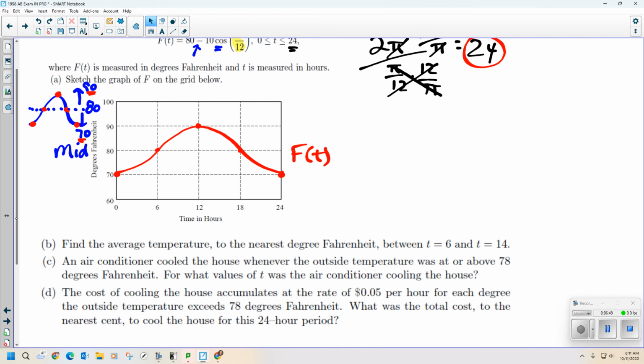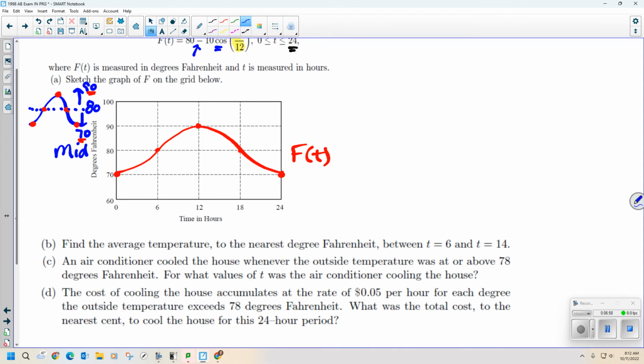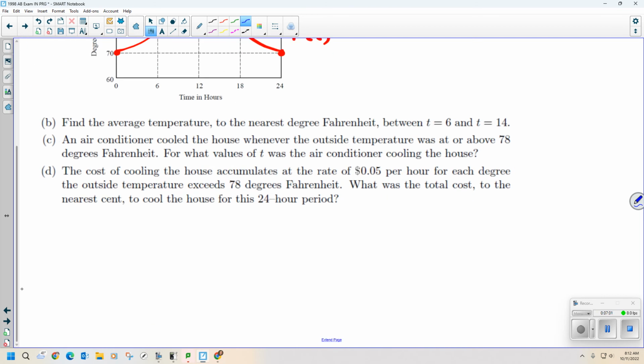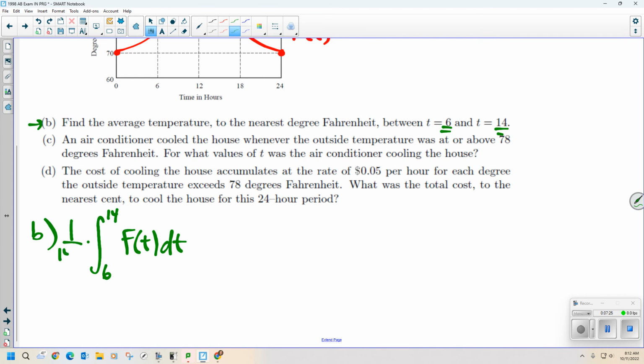But when they want to find the average value, the average temperature, I've got to integrate using my average method, I guess I'll call it. Let's do this in green. So for B, I'm going to integrate from the two bounds, from 6 to 14, my capital F of t, dt. But since it's the average, I'm going to multiply by 1 over 14 minus 6. You need to write dt or you get points taken off.